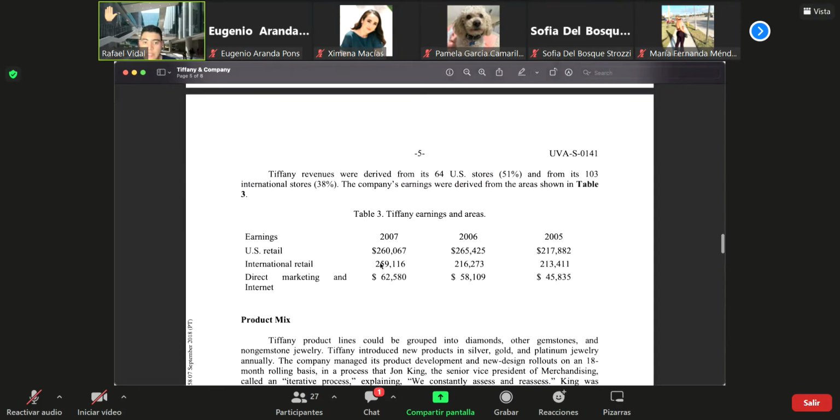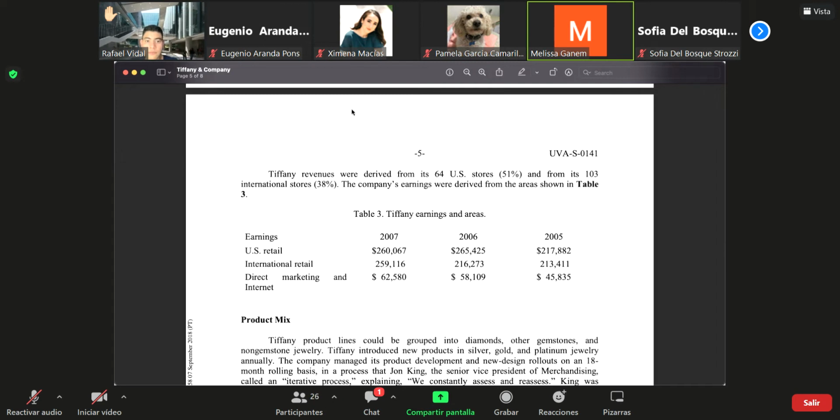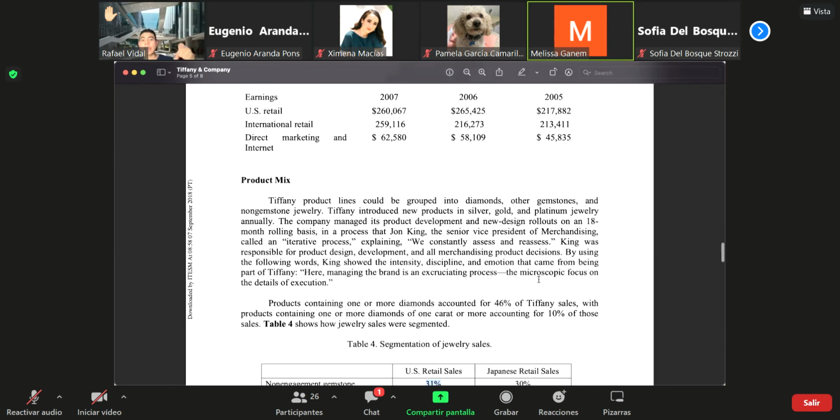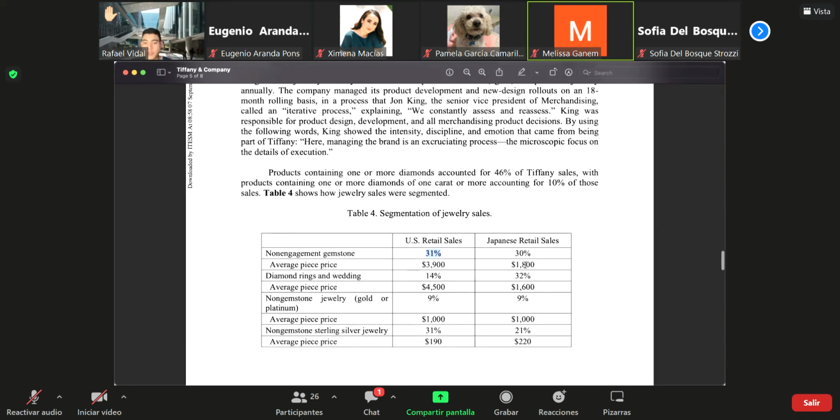Okay, so Melissa, what you have to do is for Japan. In this case, you are not going to take this total revenue, right? Because I told you 50% of this number goes to Japan. So you just multiply this number by 50%. And you do the same as Eugenio is going to do. You multiply this number times 30% and divide it by the average piece price. And you get a number.